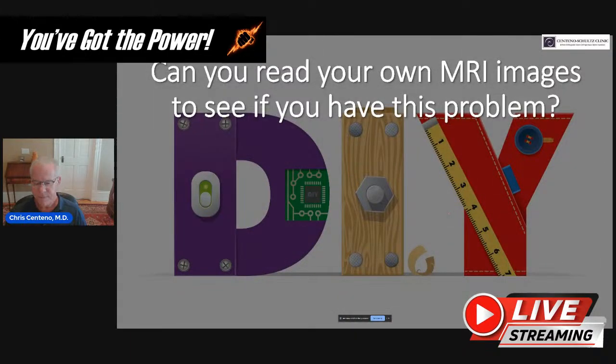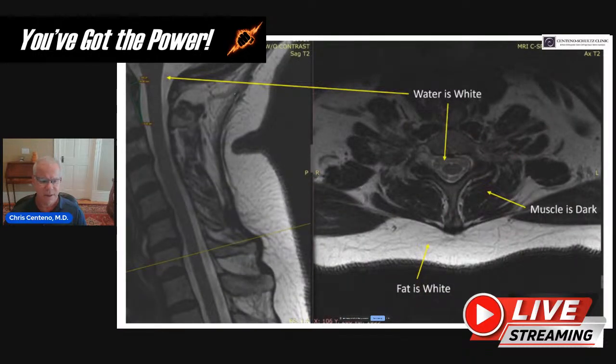So if the reading radiologist is not going to read for this stuff, can you read your own MRI images to see if you have this issue? And the answer is yes, it's not that hard to do. So the first thing you have to do is to find what will probably be called the T2 images. And in this case, you can see here SAG T2. So SAG is sagittal or a side view.